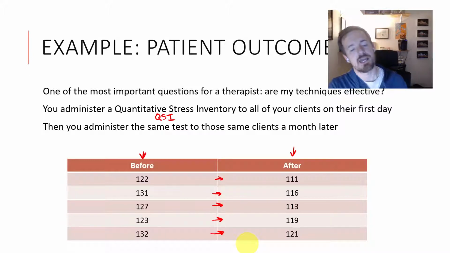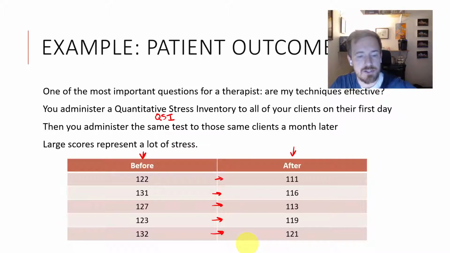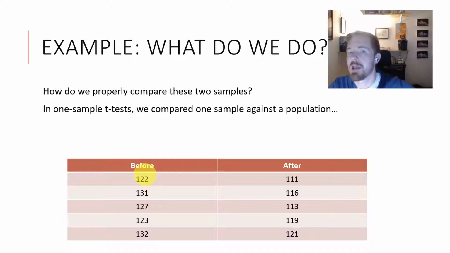and frequencies. And so you need to be able to account for that variability. So that's why we are using statistical testing to do that. And I should mention that the larger the score here represents the more stress, the lower the score represents less stress. So how do we properly compare them?